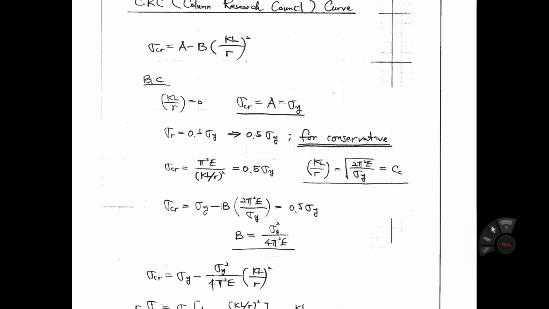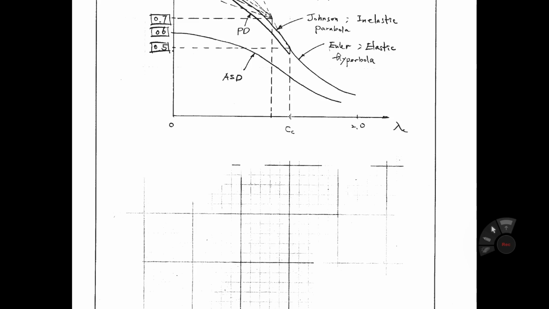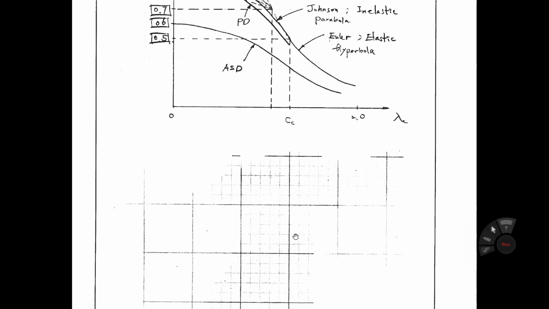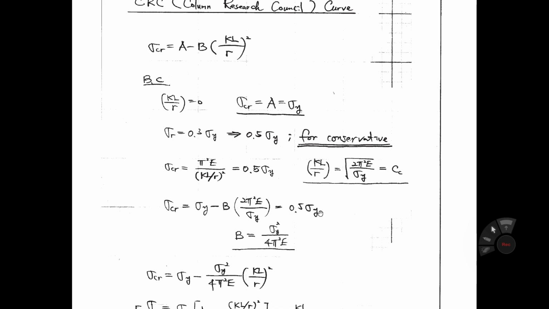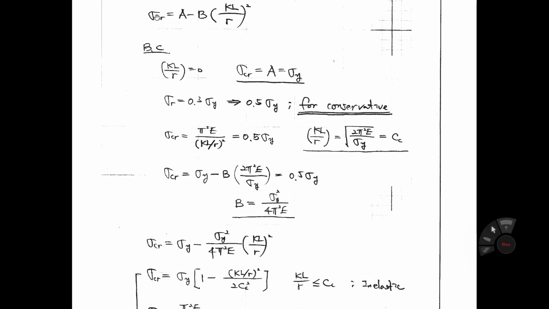So sigma y minus B (KL over r) squared. So you input this boundary value of KL over r. So you input this value, this point. That point stress is 0.5 sigma y. That is the relationship. From this boundary, you can calculate B equal to this value. So now you get the values of A and B. So sigma CR can be written in this form. This is A, and this is B, (KL over r) squared like that. That is the CRC column curve.